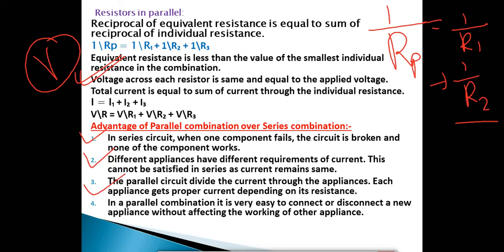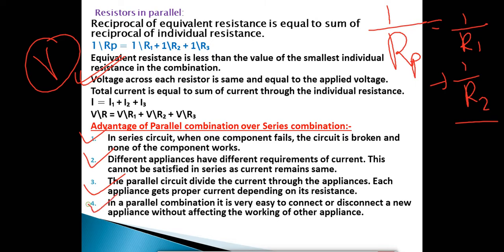Parallel circuits divide the current through the appliances. Each appliance gets proper current depending on its resistance. In parallel combination, the current flowing through each component will be different, so all the appliances will get proper current and will work properly.